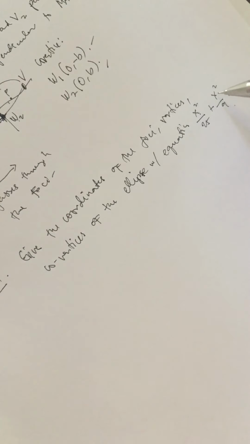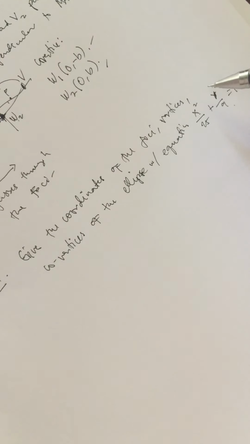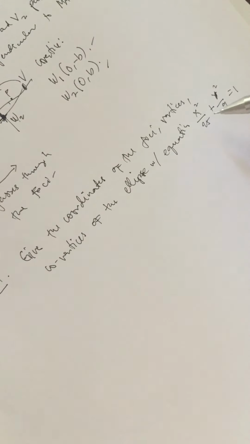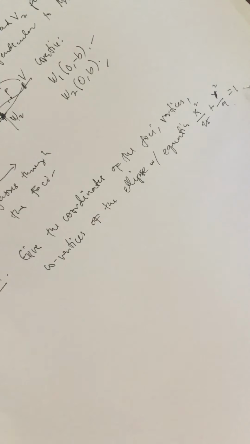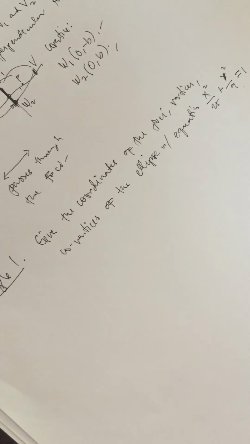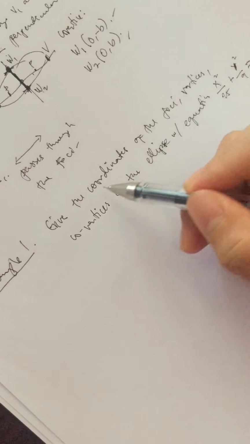X squared and y squared appeared. So, for a parabola, only one of them appears. For a circle, it means there is no denominator. Here, there's a denominator involved and it's always equal to 1. So, that means this is an ellipse. So, the ellipse is what we have, and what we need to find is the coordinates.